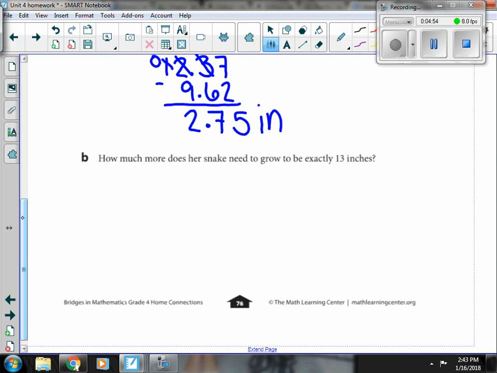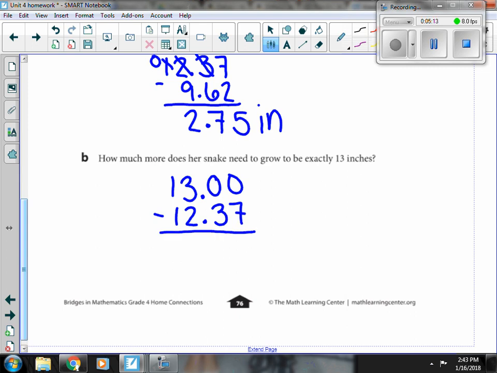Then it says, how much more does her snake need to grow to be exactly 13 inches? So I have 13 minus 12 and 37 hundredths. To make it easy for me to subtract, I'm going to put my decimal point, and I'm going to fill in zeros.